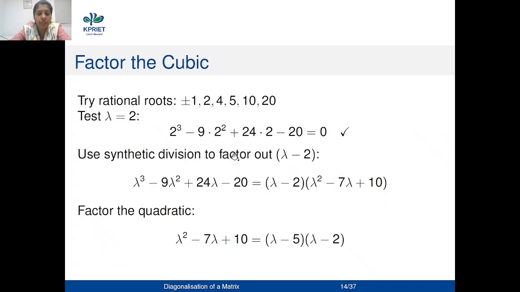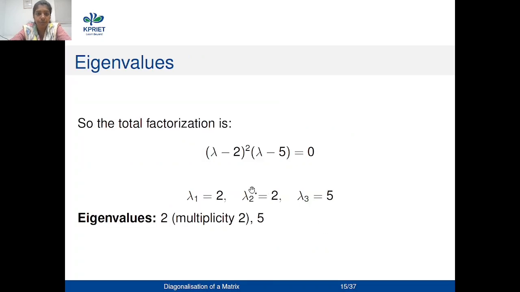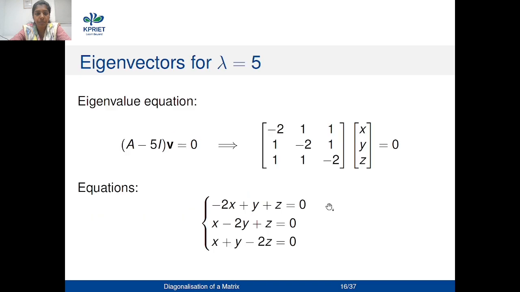Now, by synthetic division with the help of this factor lambda minus 2, I can find the quadratic equation lambda square minus 7 lambda plus 10. From this quadratic equation, I can find the linear factors lambda minus 5 and lambda minus 2. So from this characteristic equation, the roots are 2, 2 and 5, which means the eigenvalue 2 comes 2 times. So the algebraic multiplicity is 2, and for the eigenvalue 5, the algebraic multiplicity is 1.